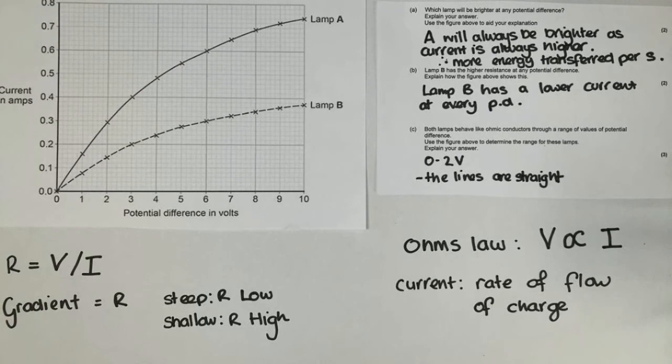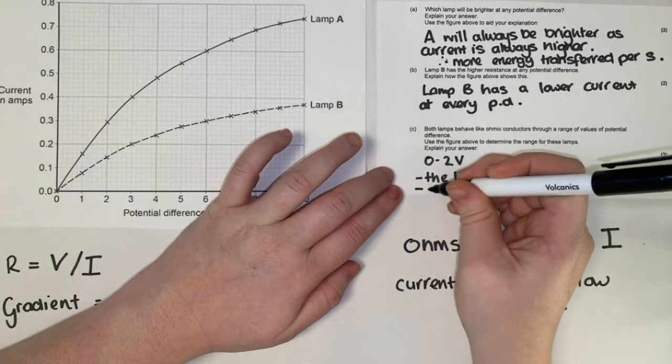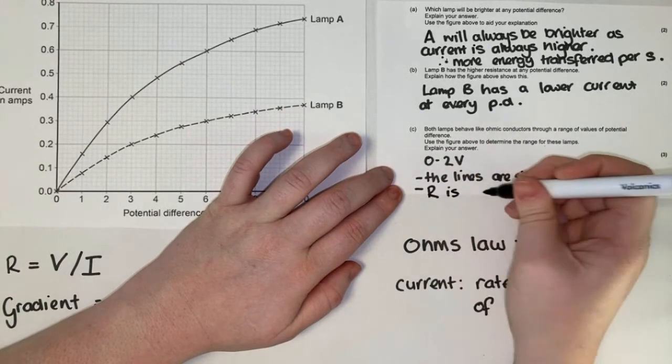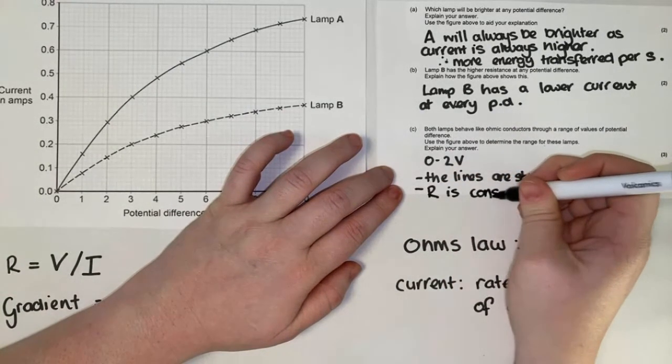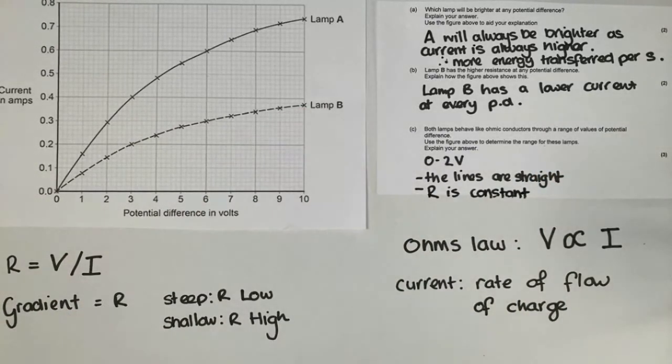And the last mark is for relating that to what we mean by an ohmic conductor. So ohmic conductors obey Ohm's law, where voltage is proportional to current and the resistance of that conductor is fixed. So you could say at those points, R is constant. So that is how we would approach this exam question and how we would get all of the marks we need for it.